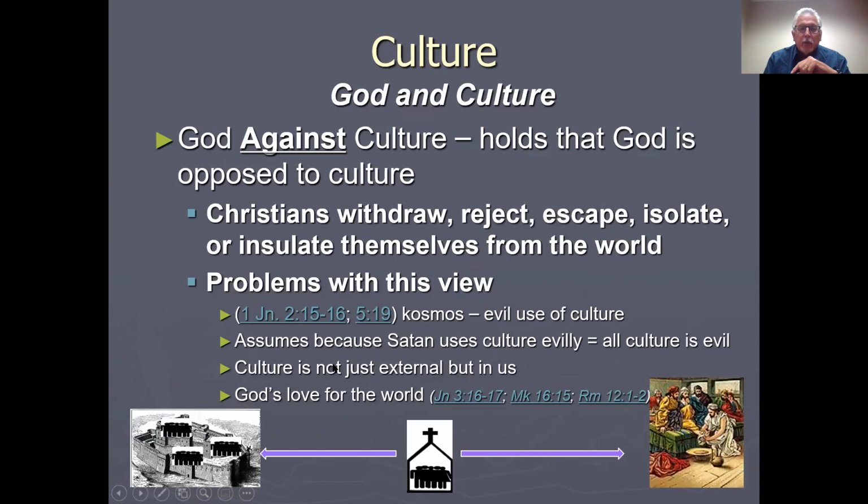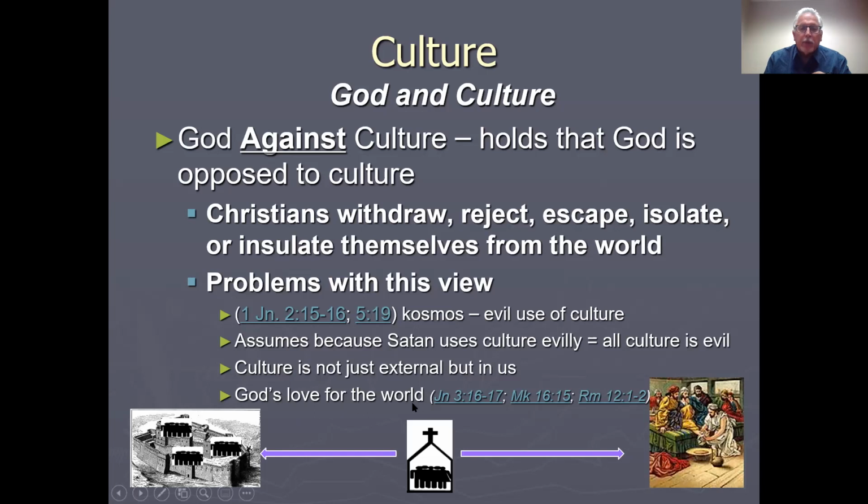But this assumes that because Satan uses culture evilly, all culture is evil. And that's not the case, because we know not all culture is evil, because Christ said so, and the Bible makes that very clear. And we have to realize that culture is not just something external, it's within us. Our culture resides in us, something we've learned. And we can learn bad things from our culture and good things from our culture. As Christians, we try to transform ourselves, not letting those bad things dictate our life. And so we need to keep that in mind.